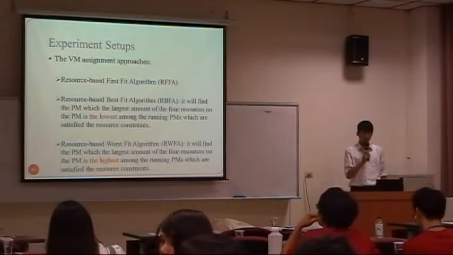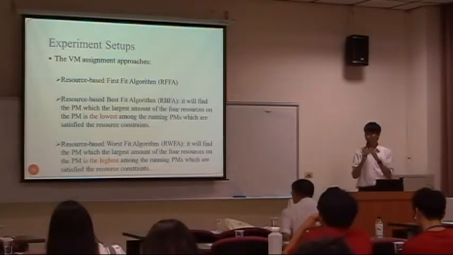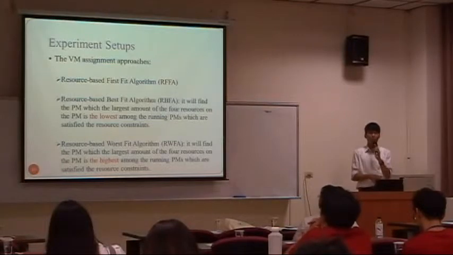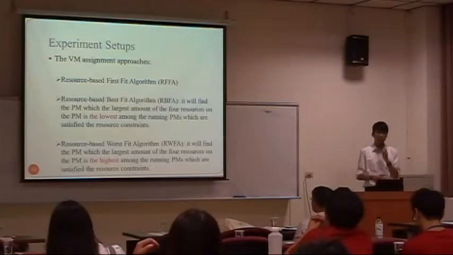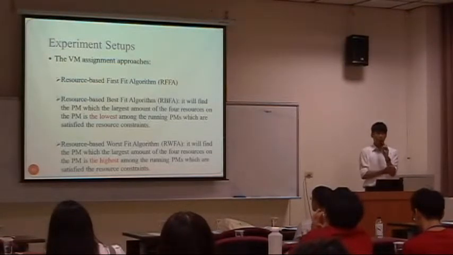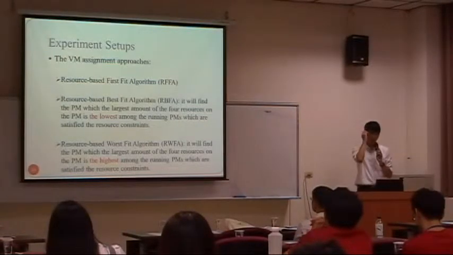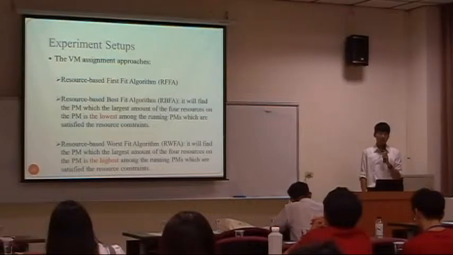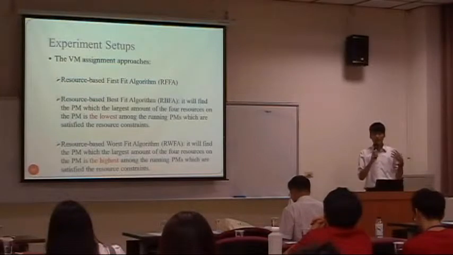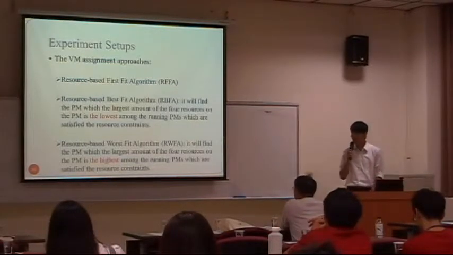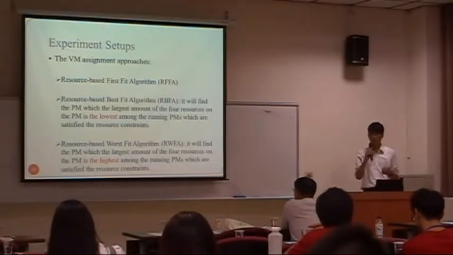In the resource-based best fit algorithm, the cloud scheduler will find the PM whose largest amount of the four resources is the lowest among the running PMs which satisfy the resource constraints. On the other hand, in the resource-based worst fit algorithm, that amount on the PM is the highest among the running PMs which satisfy the resource constraints.